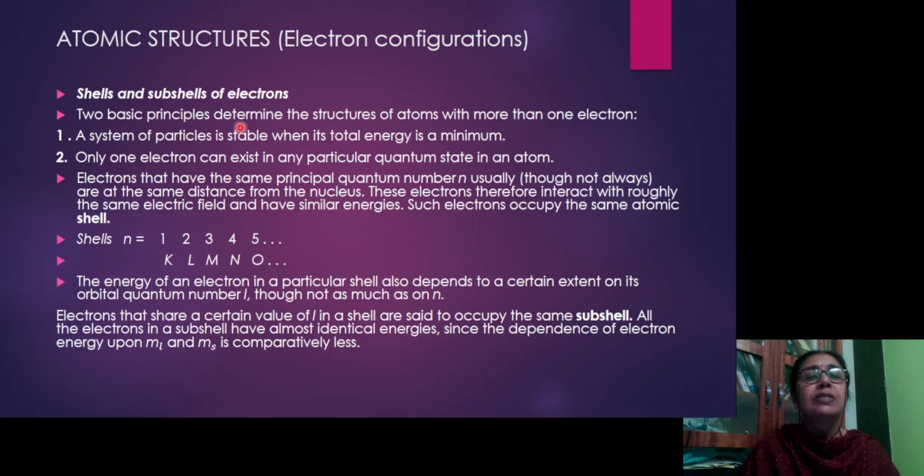Two basic principles determine the structures of atoms with more than one electron. First one is, a system of particles is stable when its total energy is a minimum. This is the principle which is followed by all the stable systems. And the second principle is, only one electron can exist in any particular quantum state in the atom. This is Pauli's exclusion principle.